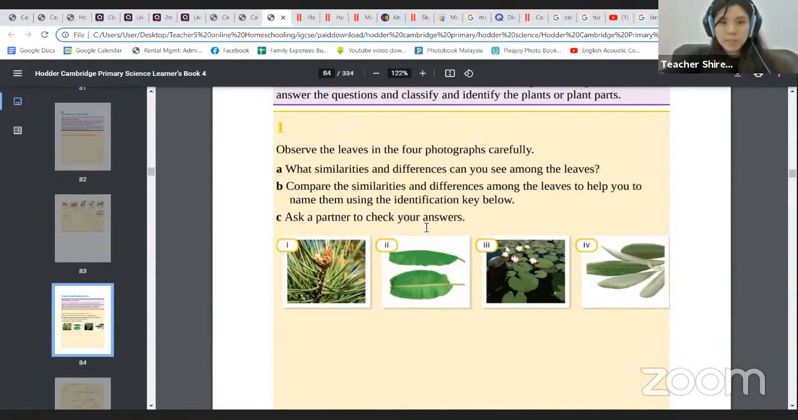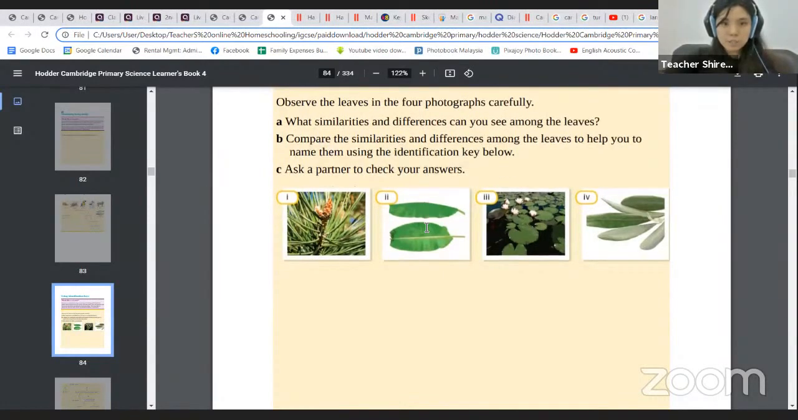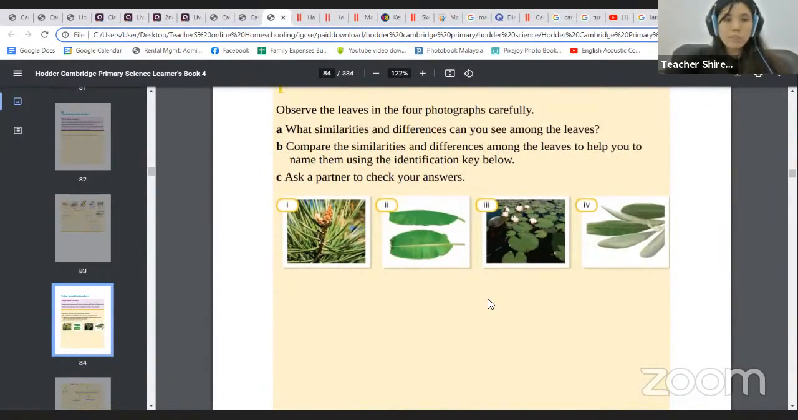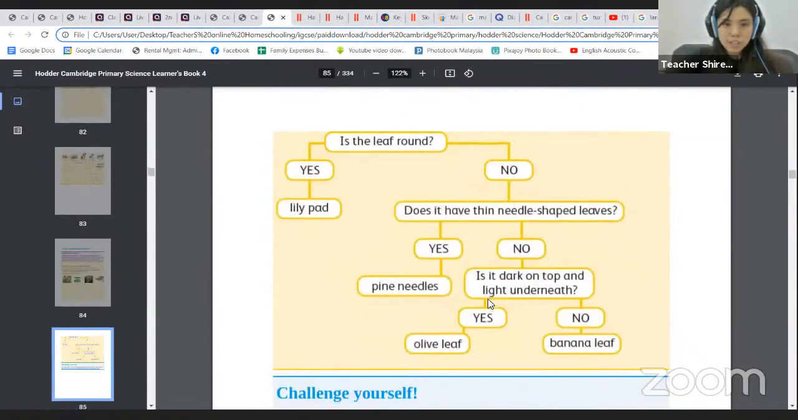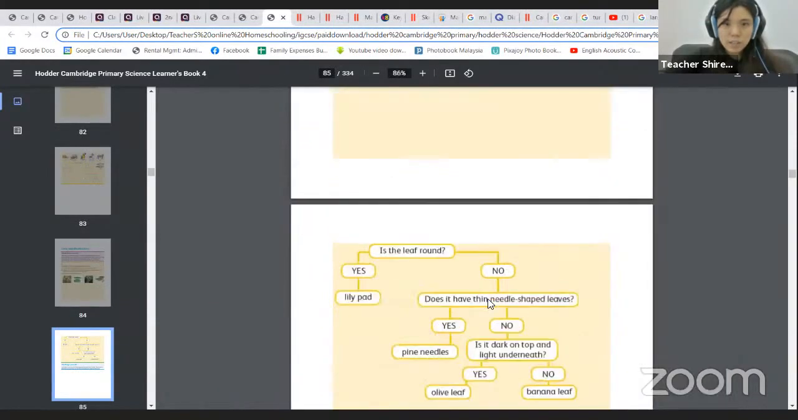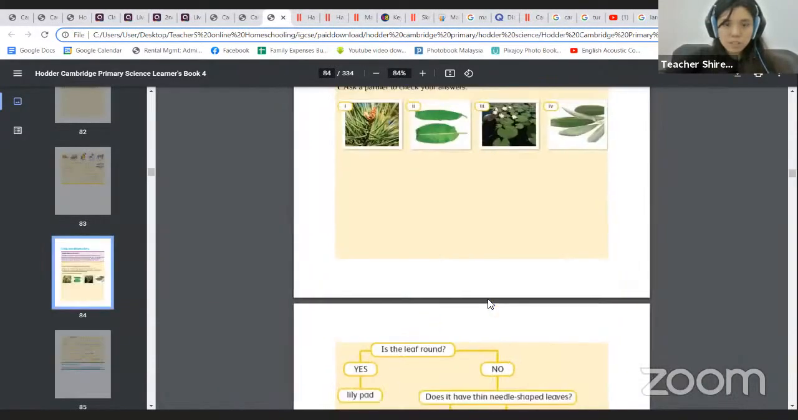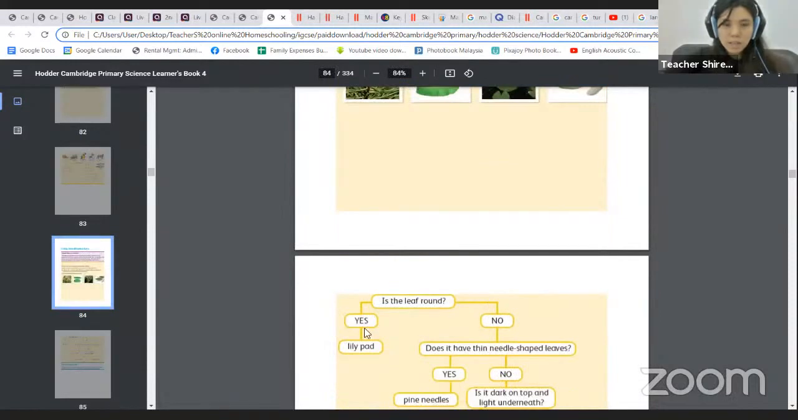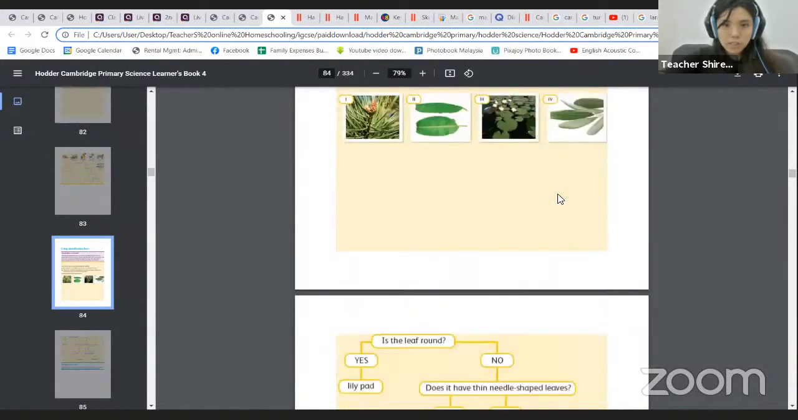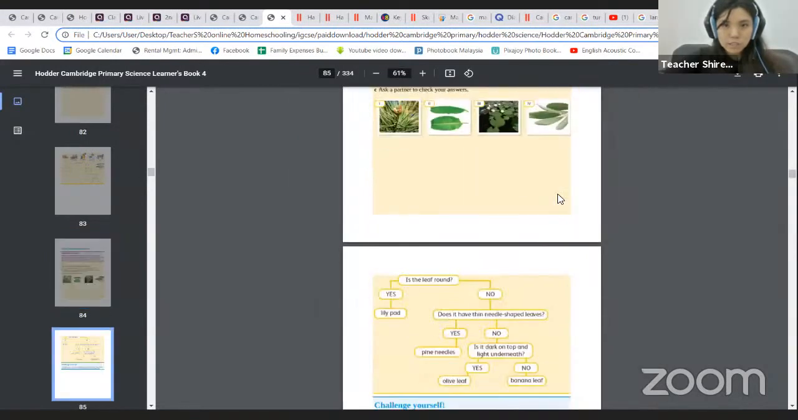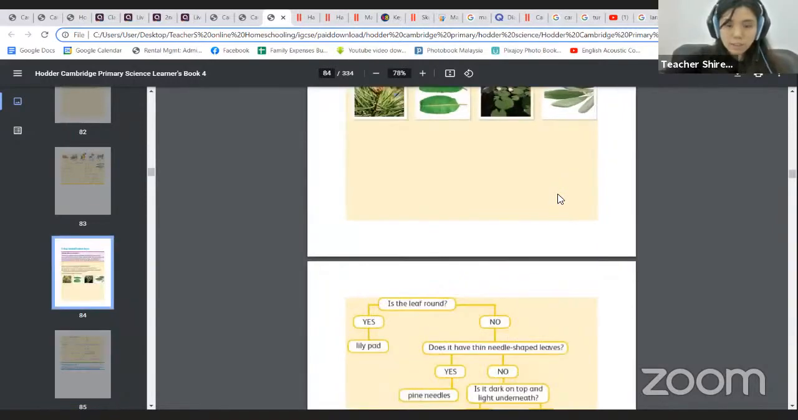Now there are many different types of leaves over here. So with the same thing, we'll need you to do this identification key. Now with this, you're going to tell me which is the lily pad. Is it 1, 2, 3, 4? Which is the one? It's a little bit small.